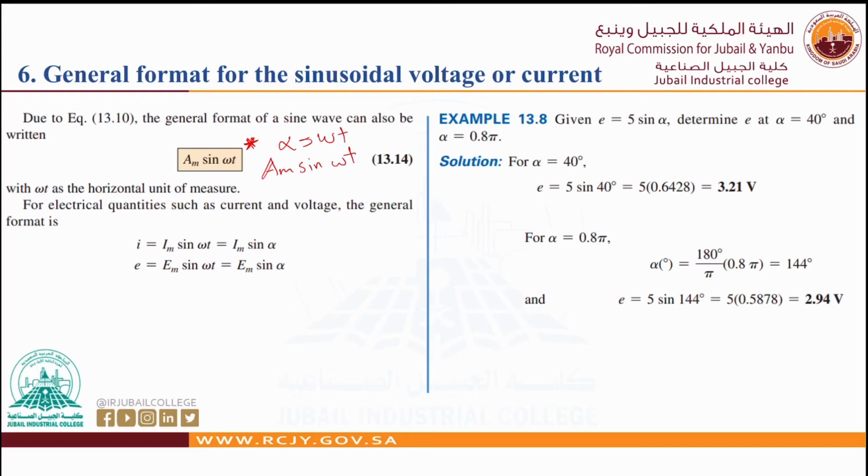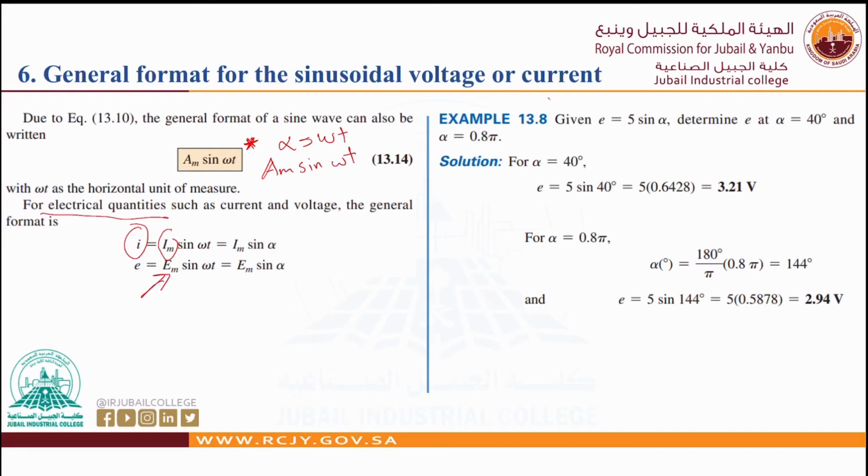Either it is voltage or current, with omega t as a horizontal unit of measure for electrical quantities such as current or voltage. The general format for the current is Im, because it is I already. We are measuring current, that's why we put I peak, Im. Im is the peak value, sine omega t, equal to Im sine alpha, because alpha is equal to omega t. It is the same as for the voltage, but we are having the peak value of the voltage.